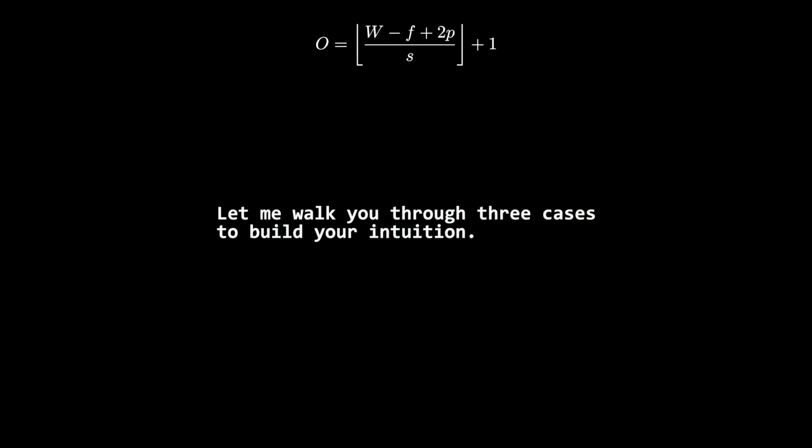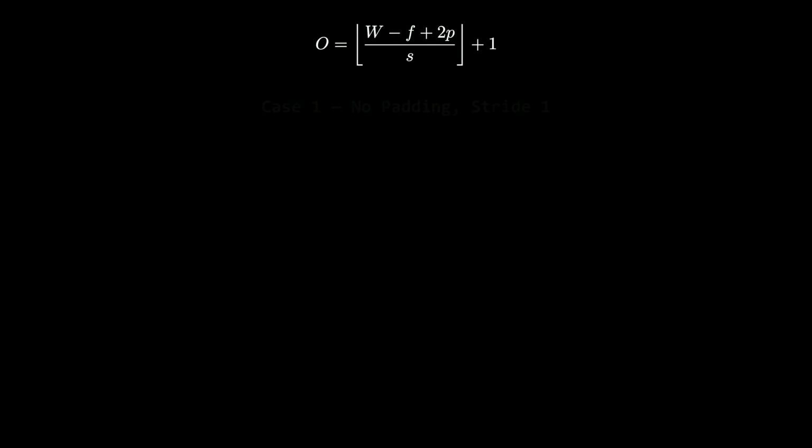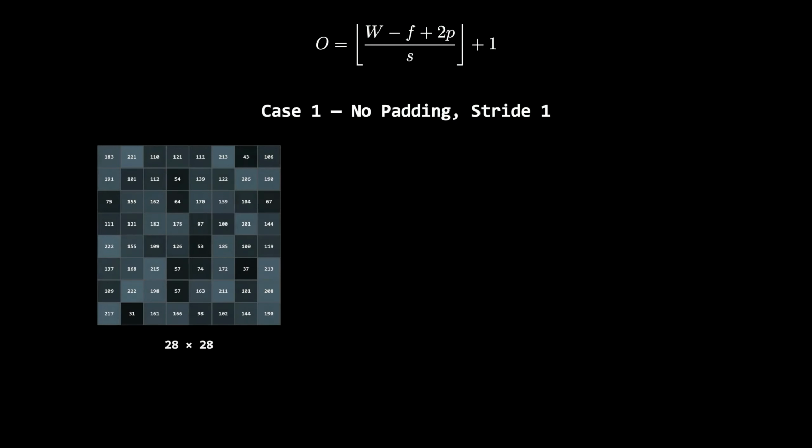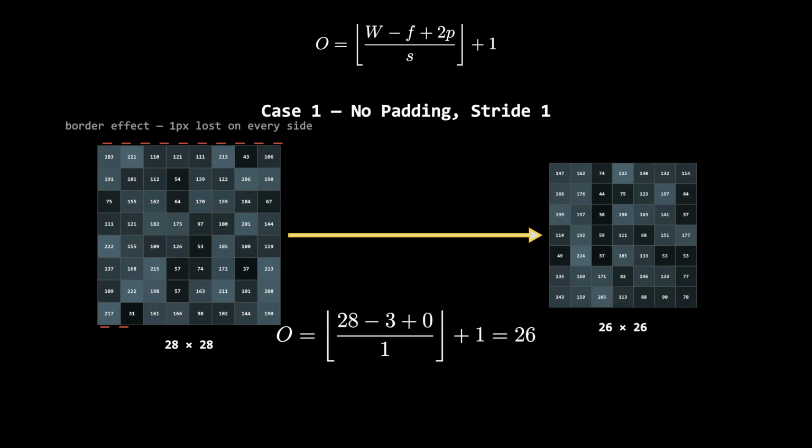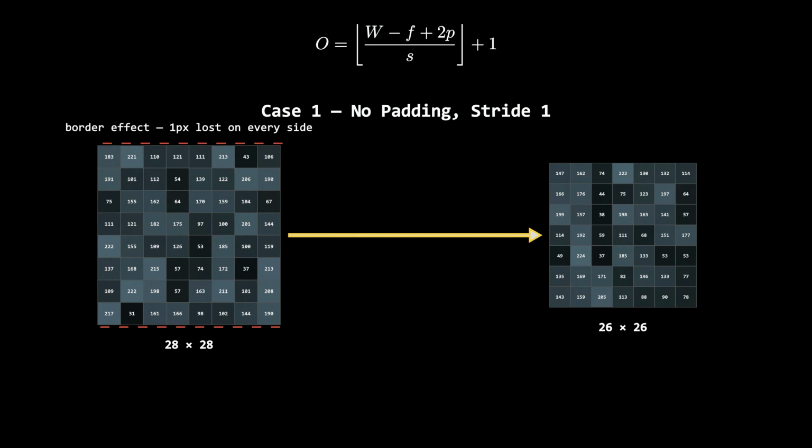Let me walk you through 3 cases to build your intuition. Case 1, no padding, stride 1. You have a 28 by 28 image, like a handwritten digit, apply a 3 by 3 kernel. O equals the floor of (28 minus 3 plus 0) divided by 1, plus 1, which equals 26. Output, 26 by 26. You lost a 1 pixel border on every side. This is the border effect. The kernel can't center on edge pixels without hanging off the image.